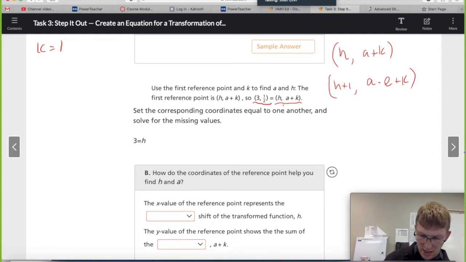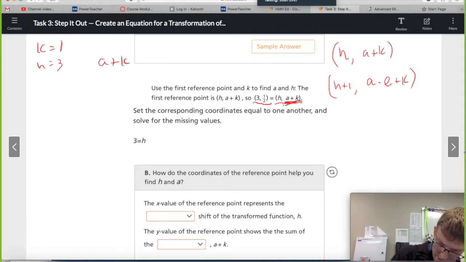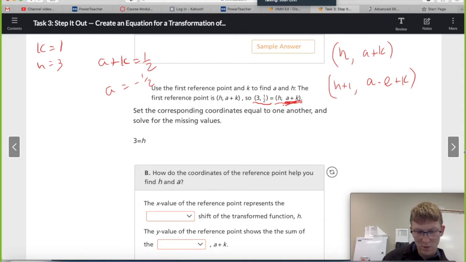So we know our k equals 1. So now we know our h equals 3, because our 3 and our h. And we also know right here that a plus k is equal to 1/2. So we know k is 1, so a is going to be equal to negative 1/2. So k was 1, I subtracted it from both sides. 1/2 minus 1 is a negative 1/2. So a equals negative 1/2.